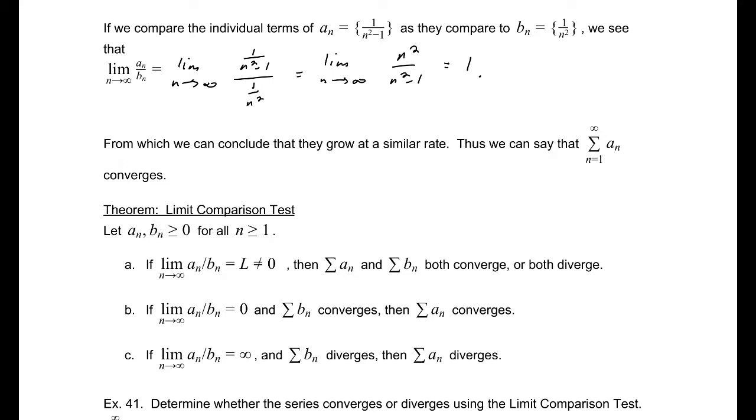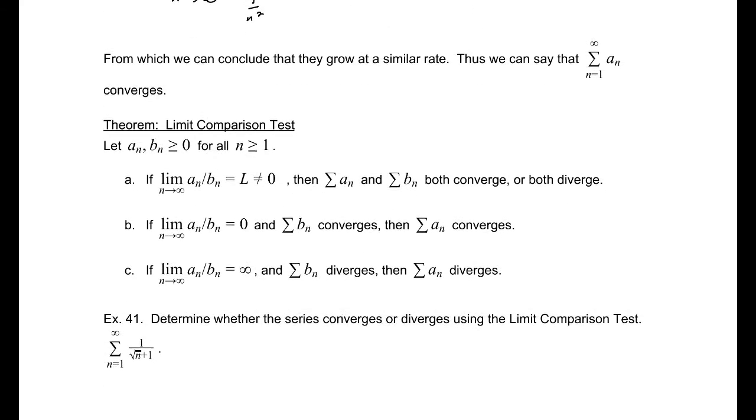We used that fact in the last example because 1 over n squared converged, so therefore they both converged. If the limit of an over bn is 0 and bn converges, then that means that an converges. Likewise, if the limit of an over bn is infinity and bn diverges, then that means an diverges. Okay. Now this can be inconclusive. We can come up at the end and say we don't really know. Okay, that can happen. And it does occasionally.